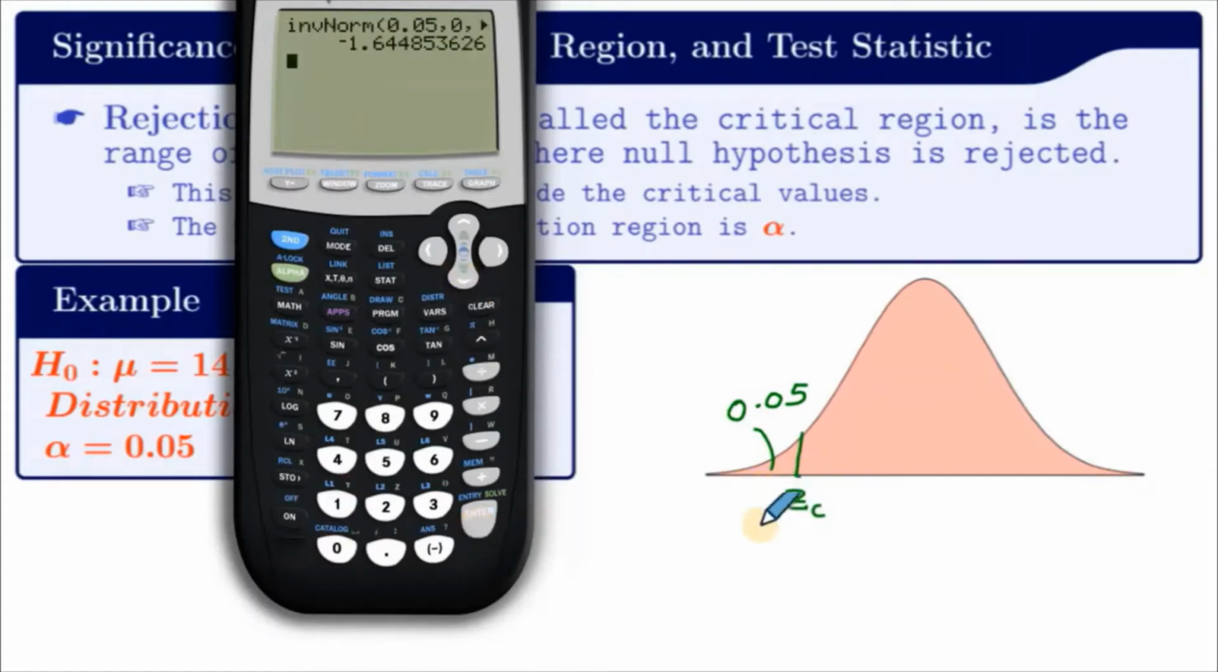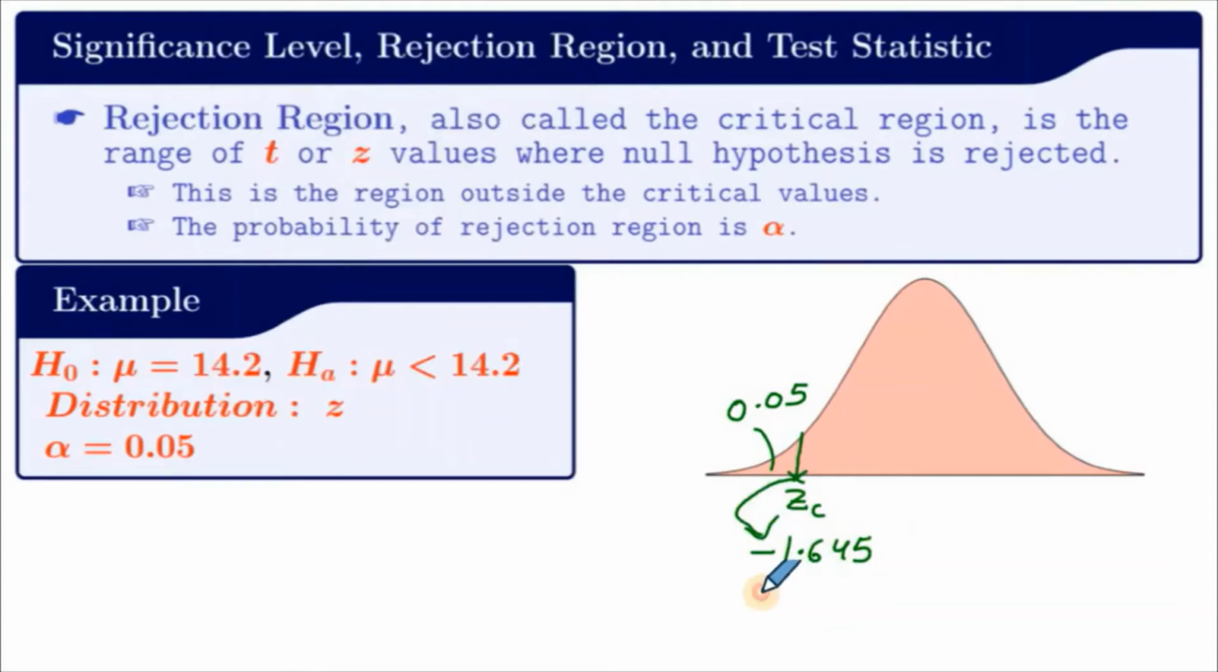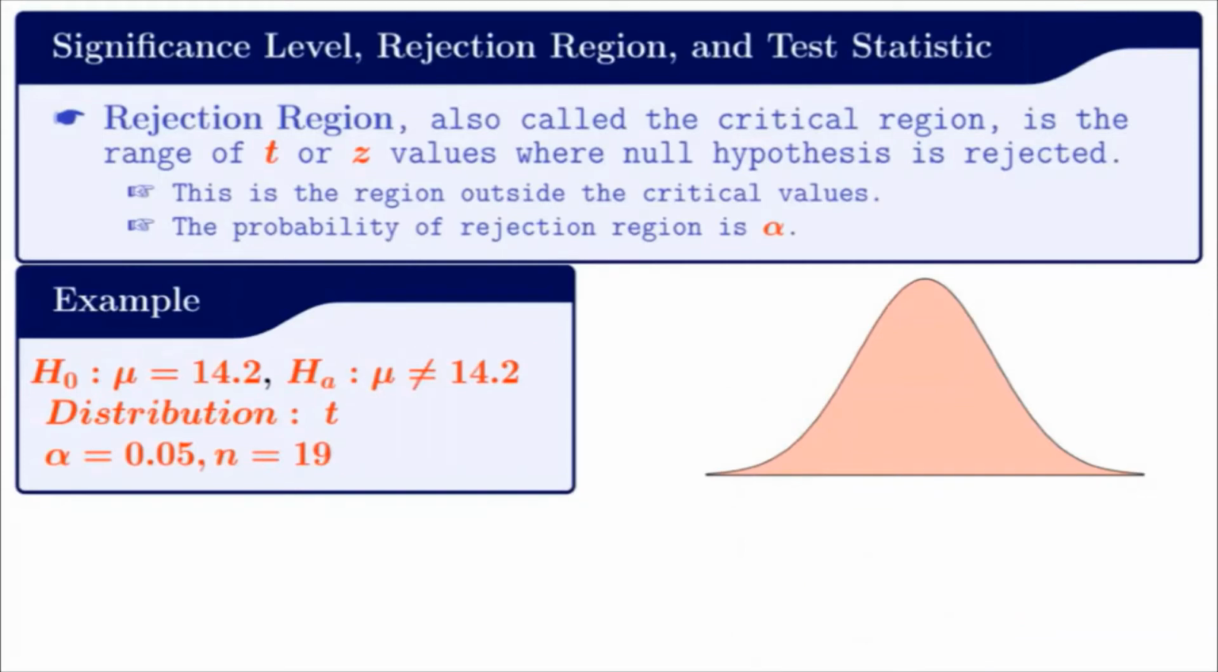So here the critical value is negative 1.645. Let me write that down, negative 1.645. So this is this point here. Therefore, the rejection region is this, which we can write as z less than negative 1.645.